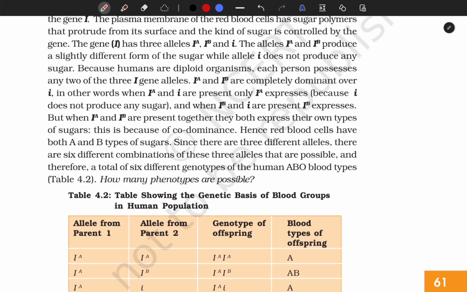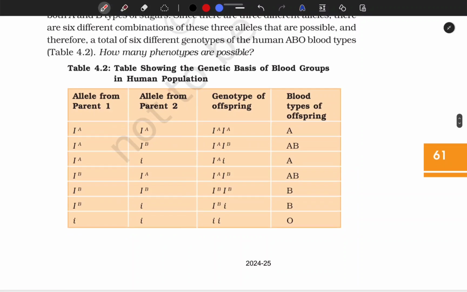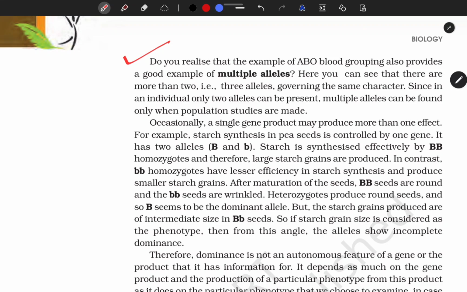Hence, red blood cells have both capital A and capital B types of sugars. Since there are three different alleles, there are 6 different combinations of these three alleles that are possible, and therefore a total of 6 different genotypes of the human ABO blood types. How many phenotypes are possible? Table 4.2 shows the genetic basis of blood groups in the human population. Do you realize that the example of ABO blood grouping also provides a good example of multiple alleles?